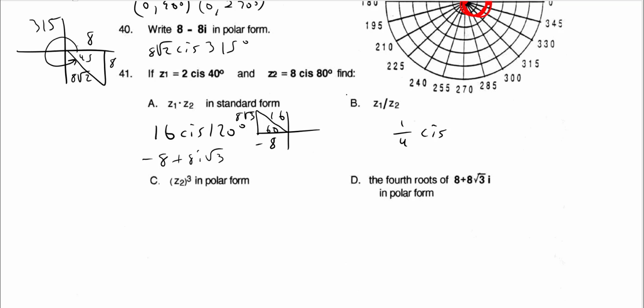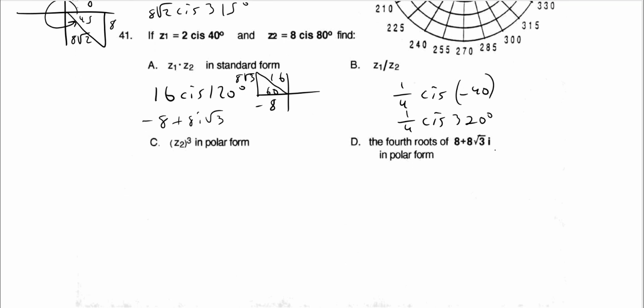40 minus 80, remember it's top minus bottom, so 40 minus 80 is -40. I told you this has got to be always between 0 and 360, so I'm going to add 360, coterminal. So you get 1/4 cis 320 degrees. And you can't do anything with it because 40 degrees is not a friendly angle, so that's my answer.